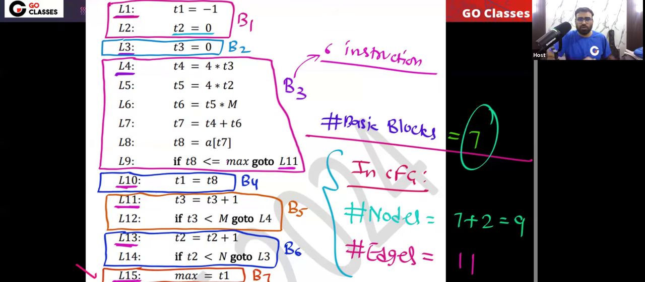So the exit node and entry node are special nodes of the control flow graph, not basic blocks. The number of basic blocks is 7. The number of nodes in the control flow graph is 9. The number of edges is 11. That is the complete analysis of this question. I hope you understood.